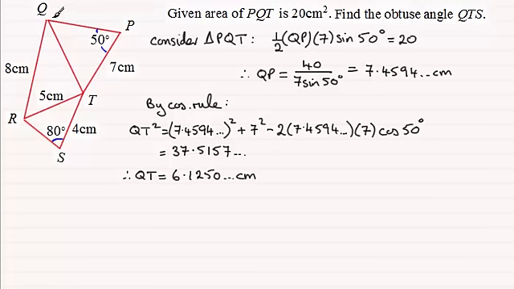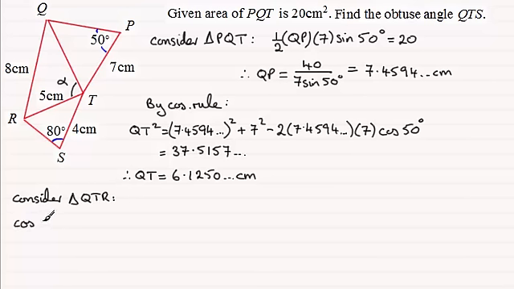Now that I've got the length QT, I'm in a position, knowing three sides of this triangle, to start to work out the angle QTR, this one in here. I'll call it, say, alpha. So I'm gradually working my way to the angle QTS, which we require. So knowing three sides of a triangle, and you want to find your angle here, we need to use the cosine rule again. But first of all, I'll just say that we're going to consider the triangle QTR.